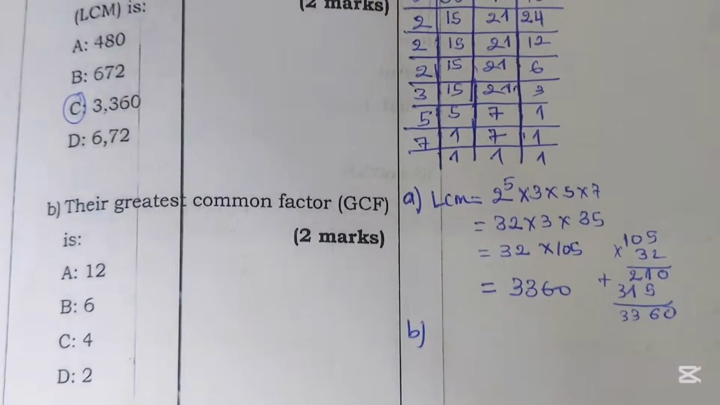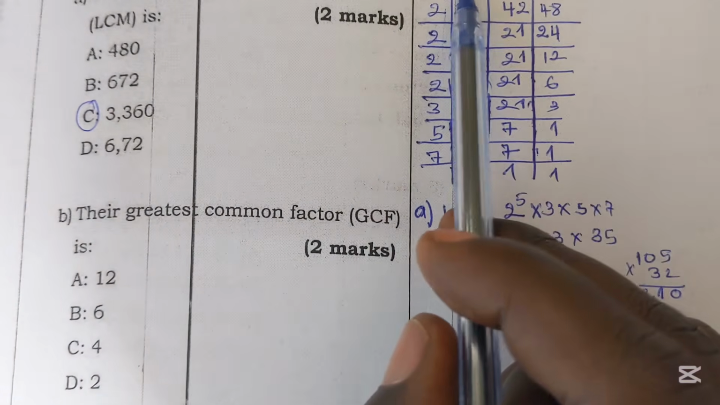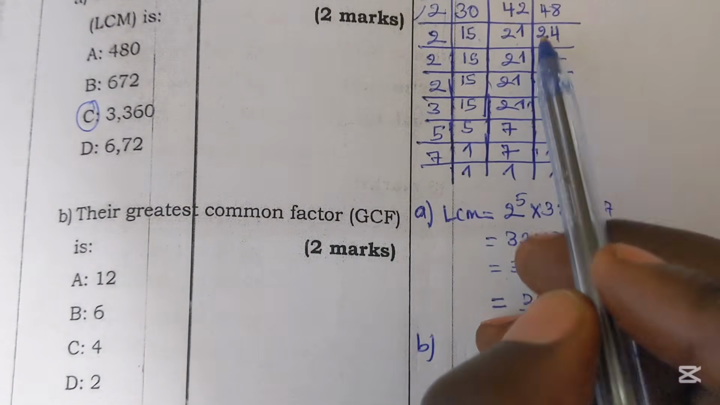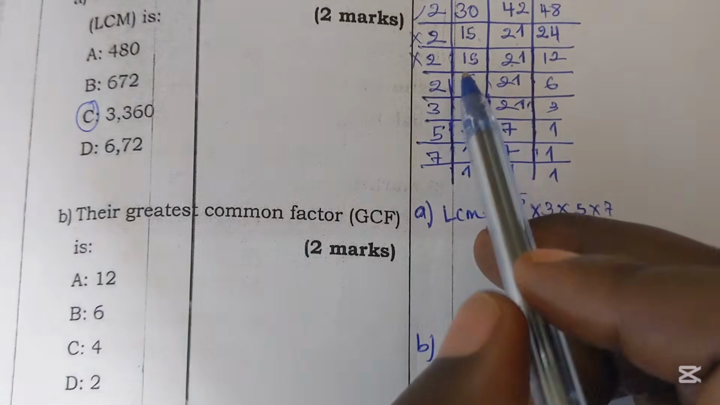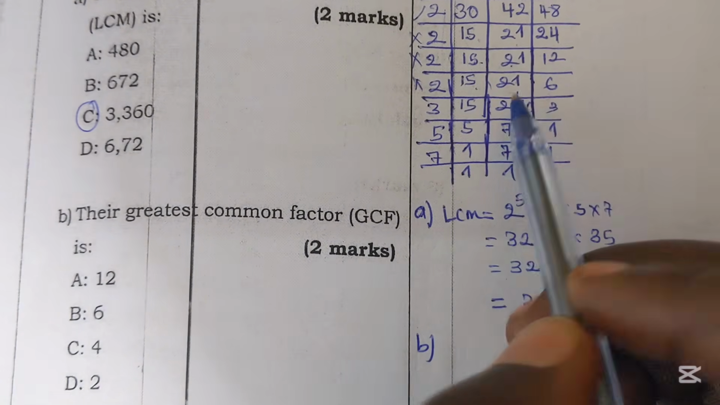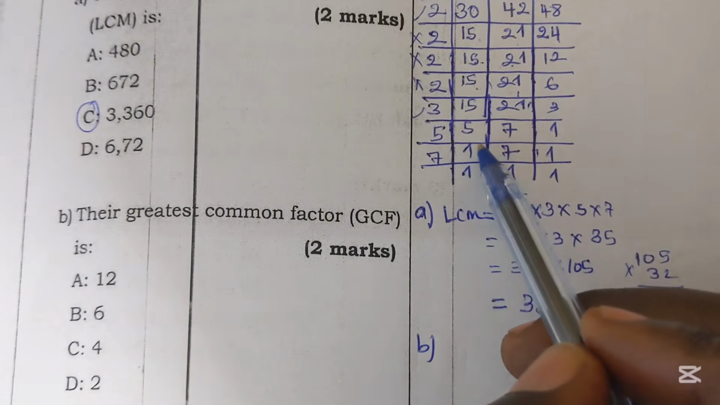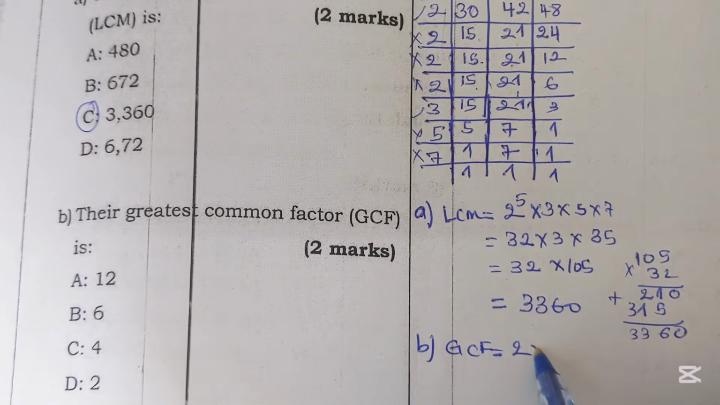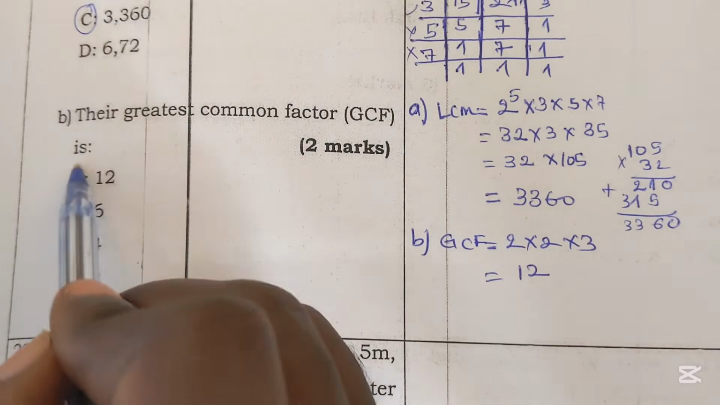Last, part B is to find the greatest common factor, the GCF. Here we divide these numbers, but further division is impossible because we still have 15 and still have 21. With 3 we get 5 and 7, but there are still 1 and 7. So the GCF will be 2 times 2 times 3, which equals 4 times 3, equal to 12. Then the answer is A.